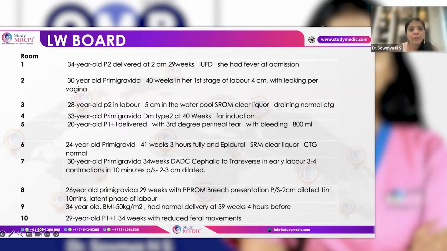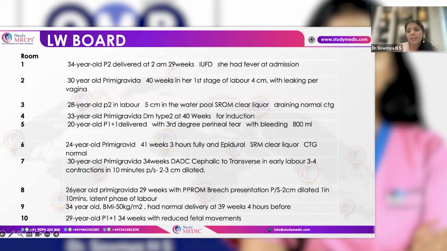Now, coming to room number 3, we have a multiparous lady who is in active labor in the water pool, and the liquor is clear and CTG is normal. So here the midwife can take care, because everything seems to be fine as of now. If there are any escalations, they would let me know, and the temperature of the water must be maintained. I'll make sure that the GBS report is checked before anything.